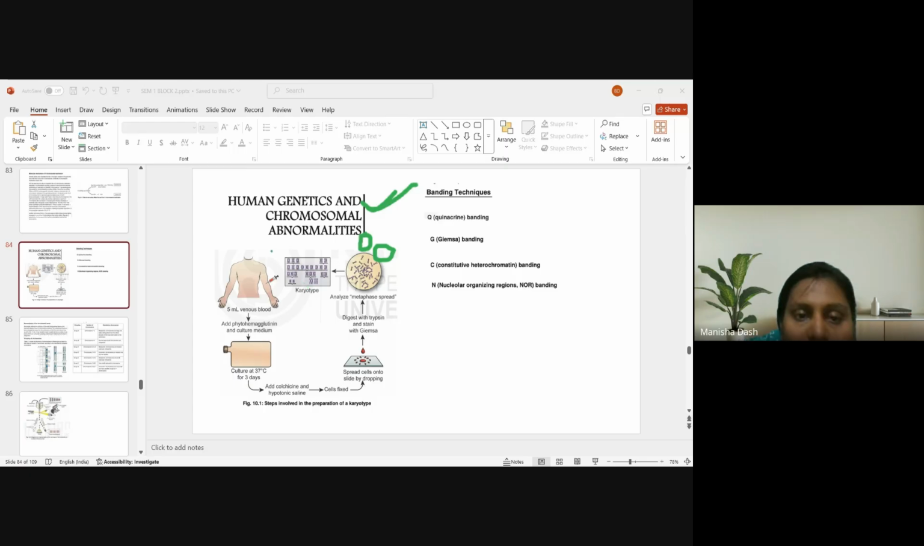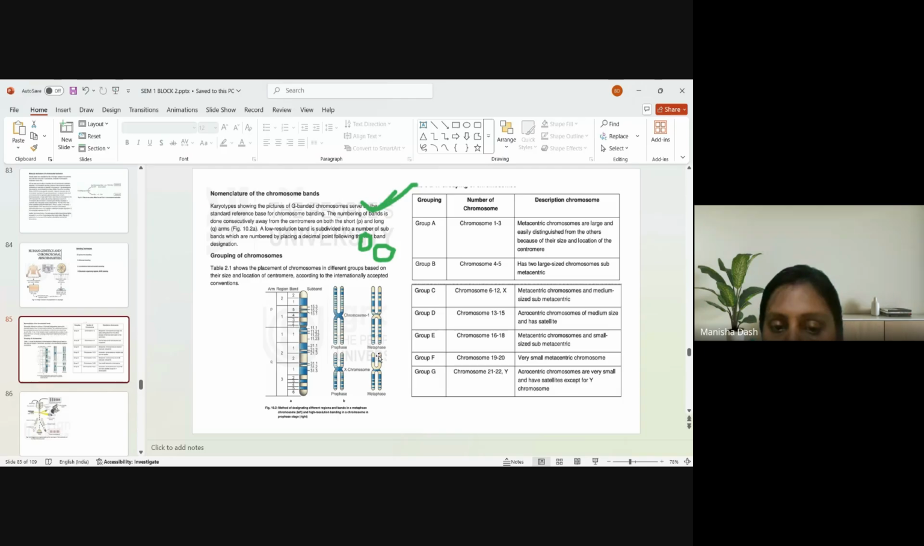Similarly, various banding techniques are used, so you can go into detail in your material. There is G banding, Q banding, C banding, N banding, R banding, T banding. A lot of banding techniques are there, which help you to locate and identify a particular chromosome. Here I have cited an example of G banding and how exactly banding helps in studying chromosome structure.